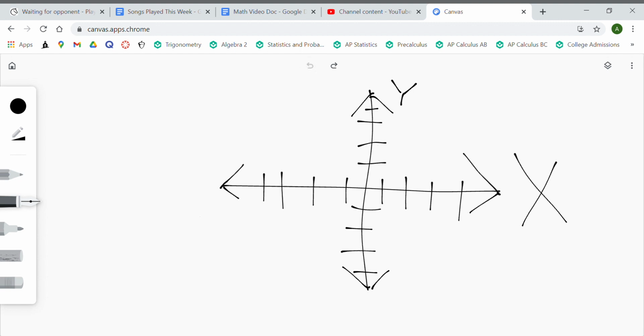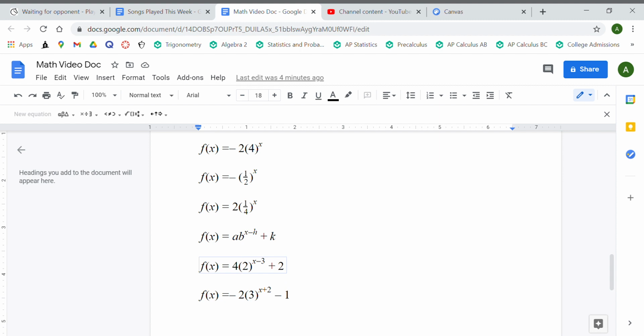Alright, I'm gonna make you graph one more. So try this one. f of x equals negative 2 times 3 to the power of x plus 2, minus 1. Okay, so I want you to pause the video and then try to graph this yourself. Remember the rules: graph the main part first, which is negative 2 times 3 to the power of x, then shift that graph the number of units you're supposed to move it, okay? So pause the video, graph it, come back when you're ready.